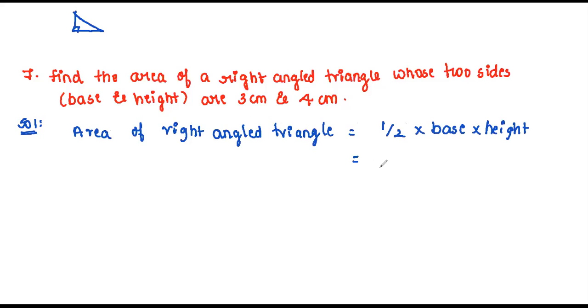But when I go for the further classes, I'll be writing it as half into B into H, and you have to understand that. Again, you should not ask me. Okay, so half into what is the base here? 3 into 4. So can I cancel? 2 ones are 2, 2 twos are 4. So 3 twos are 6 centimeter square. So this is your answer.